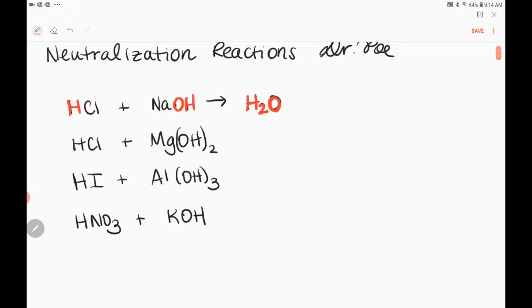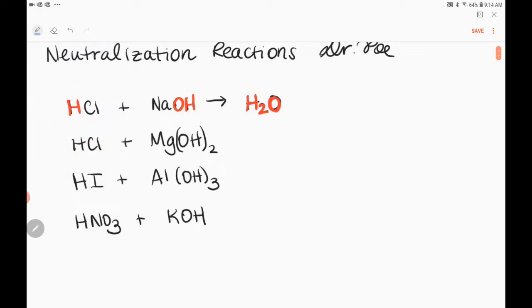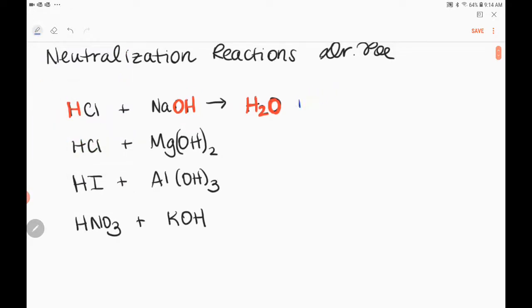So when the acid donates its proton, it combines with the hydroxide ion in solution, and it makes H2O. So let's do blue. I like blue. Okay, so then what's the formula of the salt?